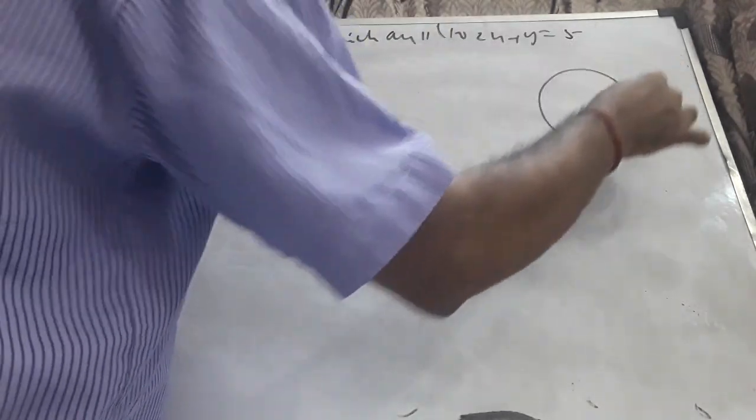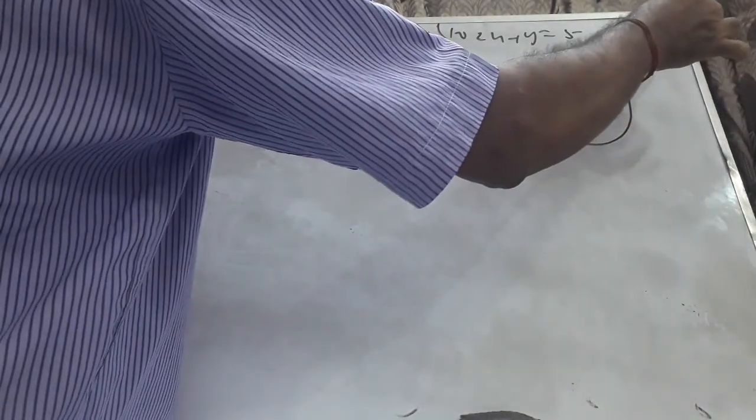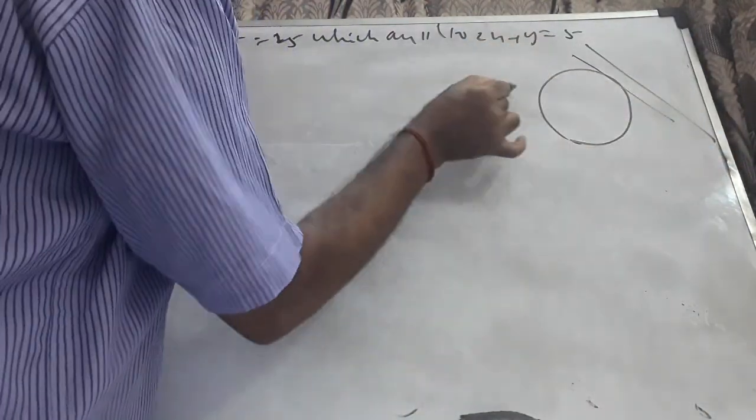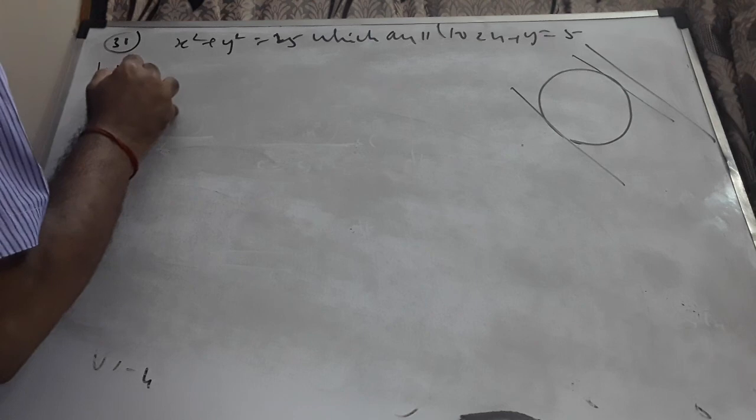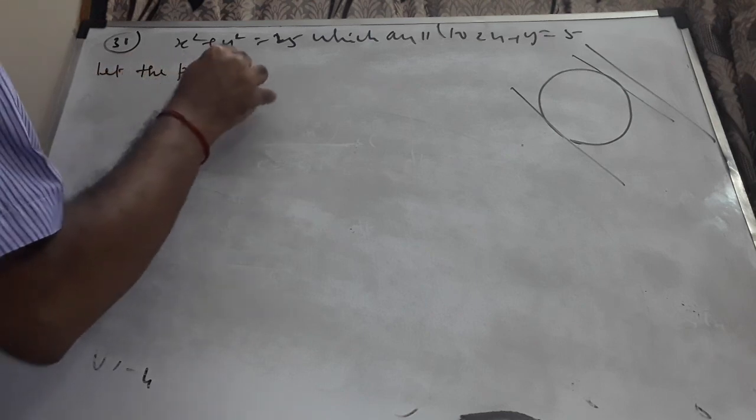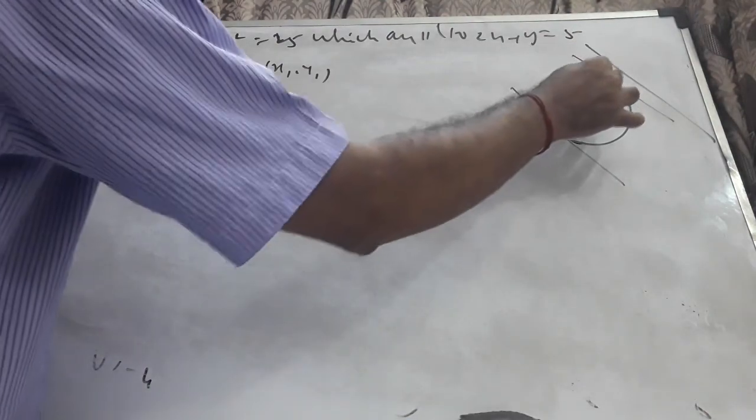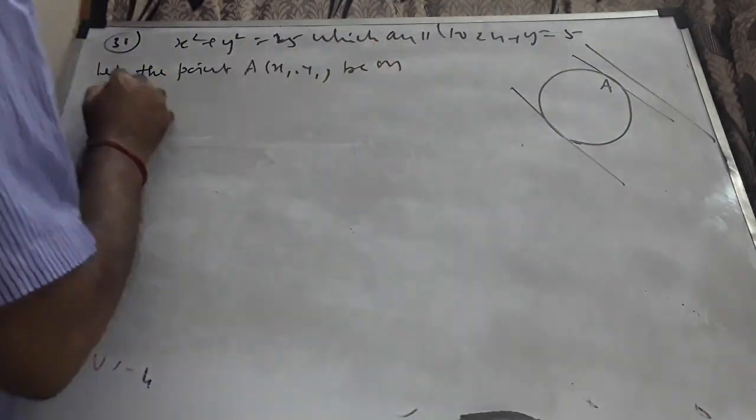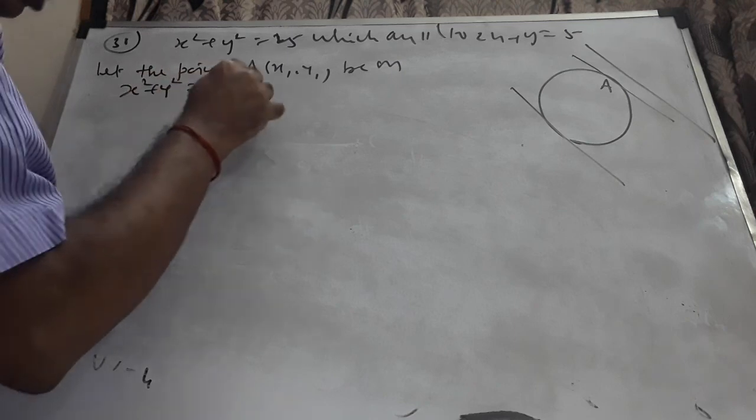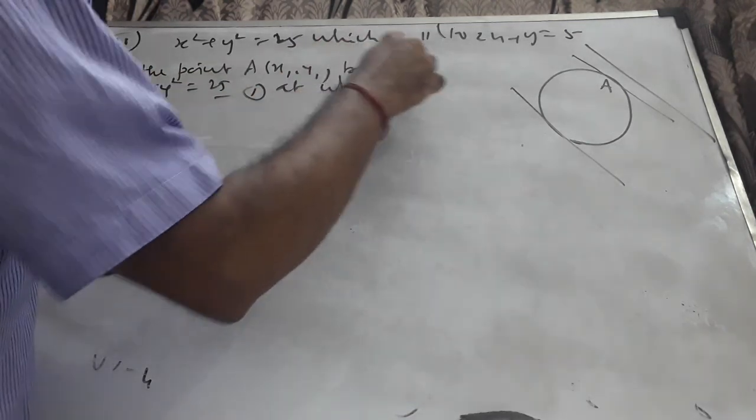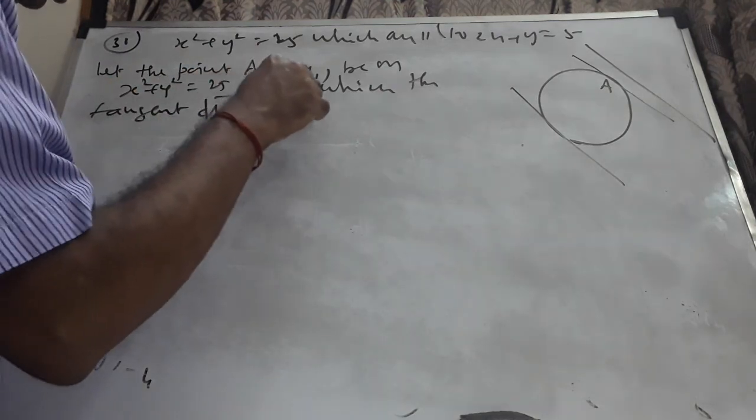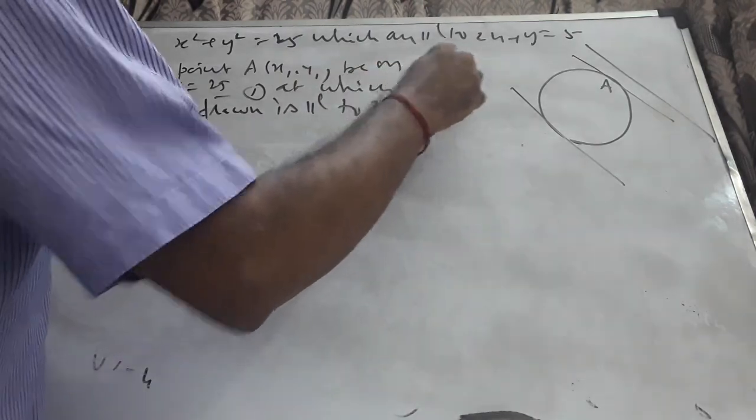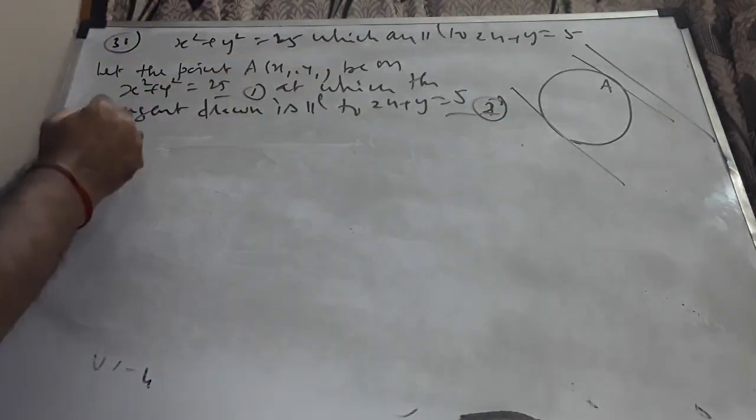You are given a circle, let us say. Let us just imagine somewhere else 2x plus y is equal to 5. It will be like this, let us say. I am supposed to find the equations of tangents parallel to this. It's just a rough diagram. Let the point A (x1, y1) be on x square plus y square equal to 25, at which the tangent drawn is parallel to 2x plus y is equal to 5. I call this 1, this is 2.